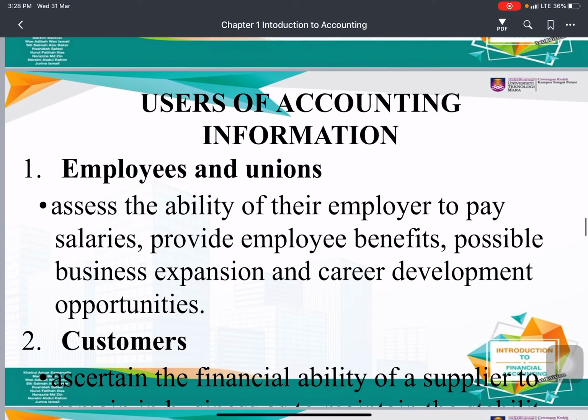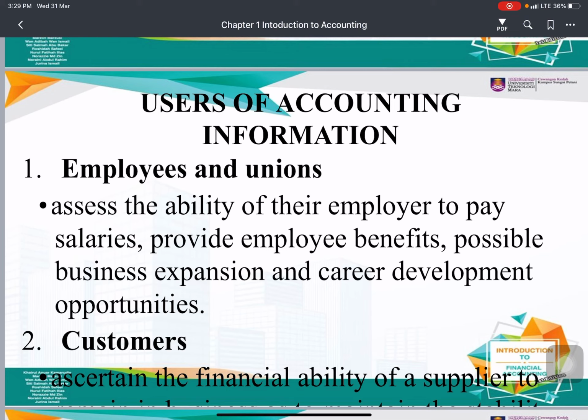All right, users of the accounting information also, employees and unions. So the employees also need to know whether they are in a good position or not. Of course, if you are being chosen to work with a company, for example, company A, you get from a small company, and number two, you get from an international company. So which company would you like to work for? Of course, you would like to work with the international company. Why? The international company is more established.